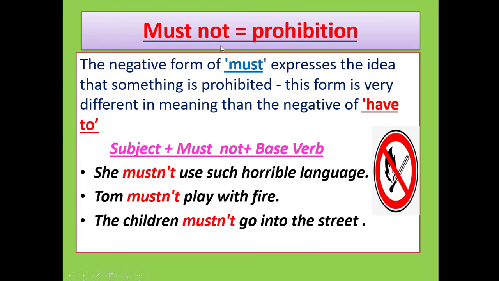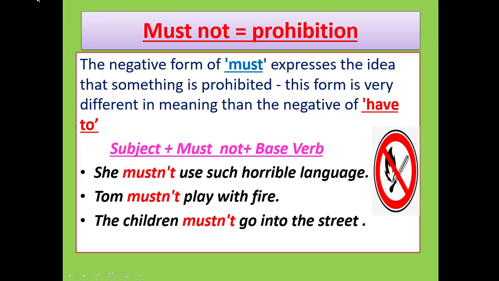What about mustn't or prohibition? The negative form of must expresses the idea that something is prohibited, is forbidden. So this is the negative of must. What about the negative of have to? Don't have to. Don't have to means it's not required, it's not necessary.